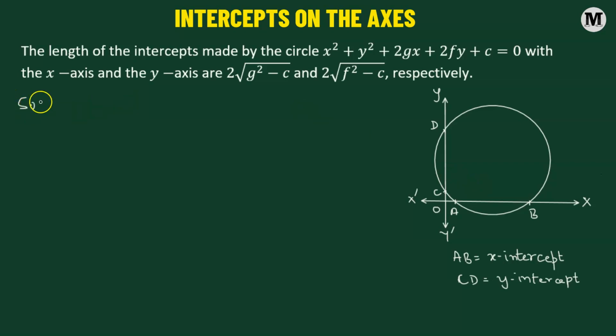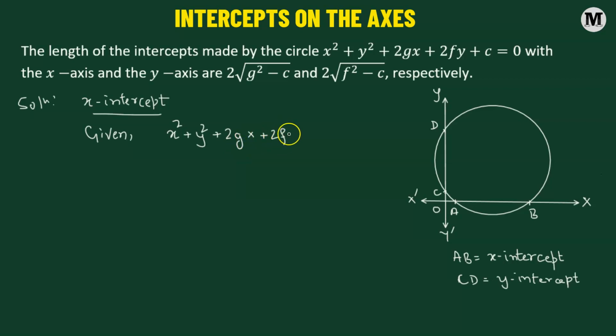So we'll begin the problem by first finding the x-intercept. Once we find the x-intercept, we'll generalize the idea to find the y-intercept as well. So we'll start with our given equation. We have the general equation of the circle, which is x squared plus y squared plus 2gx plus 2fy plus c equals 0.